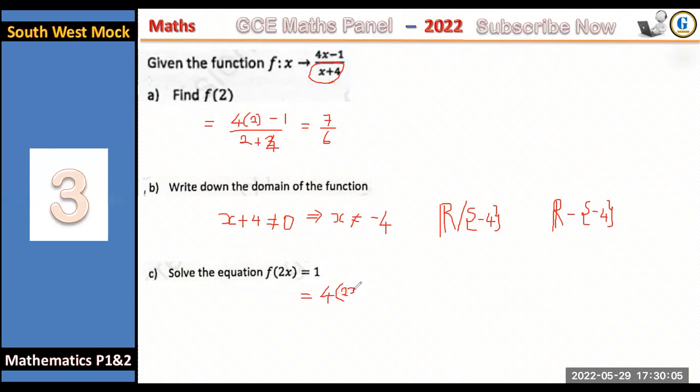Minus 1. All this on, I replace again x by what? 2x. By 2x. 2x plus 4. Plus 4. And what should I equate this by? 1. To 1.